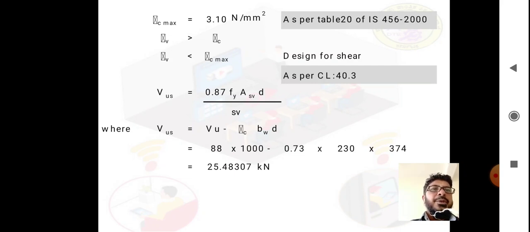So we got three values, tau V, tau C and tau C max. If you compare, tau V is more than tau C, but tau V is less than tau C max. So as per IS 456, we have to design it for shear. This section is unsafe for shear, but no need to revise this section as tau V value is less than tau C max. So as per clause 40.3, we have to design the shear.